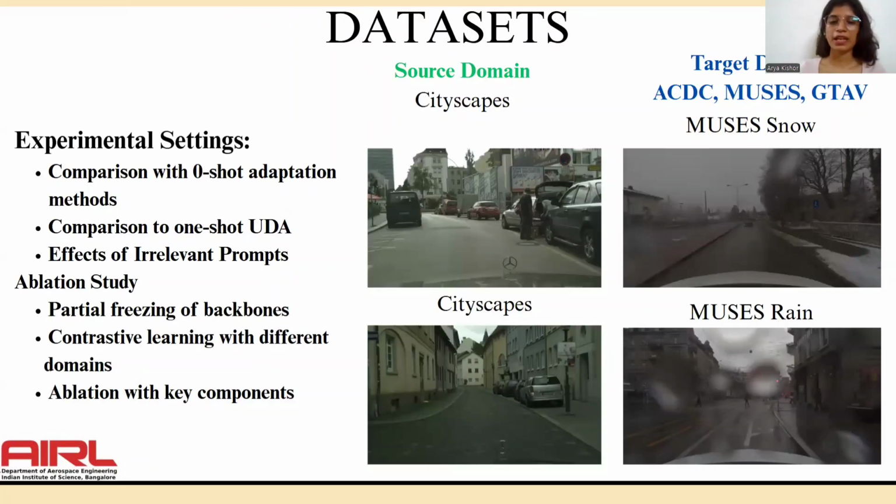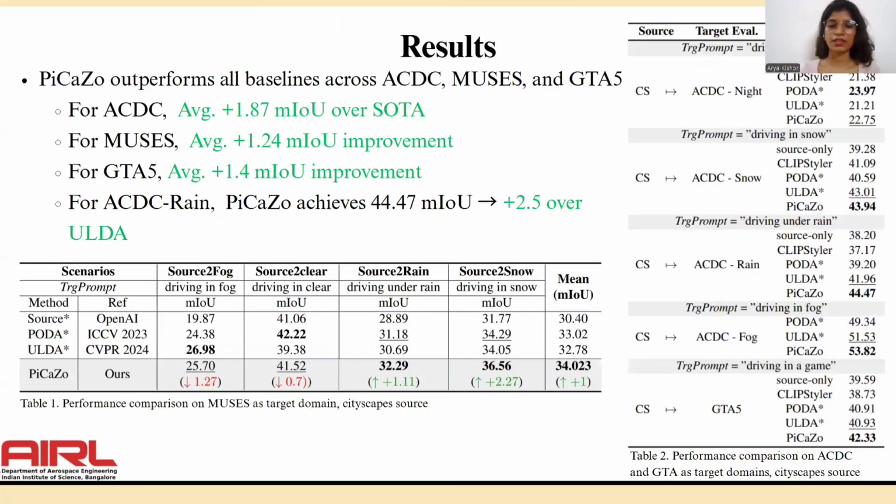We use Cityscapes as our source domain dataset. For evaluation, we test on three unseen datasets: ACDC, MUSIS, and GTA, each representing different conditions like night, rain, snow, fog, and synthetic environment of a game. PiCaZo shows consistent improvements in all the three datasets, an improvement of 1.87% over the state-of-the-art model ULDA in ACDC, 1.24 in MUSIS, and 1.4 when tested on the GTA dataset.